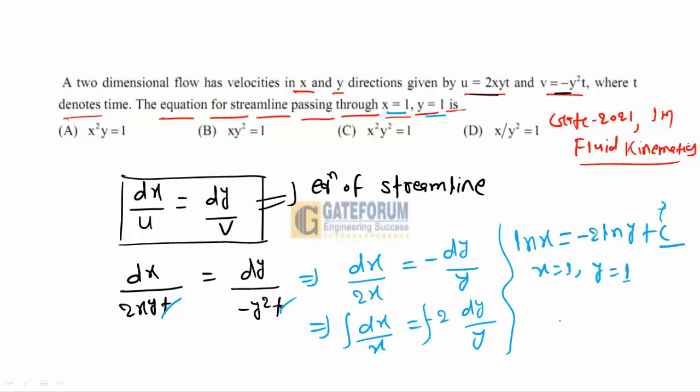If you put x equal to 1, y equal to 1, tell me ln 1 equal to minus 2 ln 1 plus c. Is it clear? And you know, my dear friends, ln 1 will be 0. So we can say the constant of integration is 0. Is it okay? So now what will be the equation? So the equation will be ln x equal to minus 2 ln y.